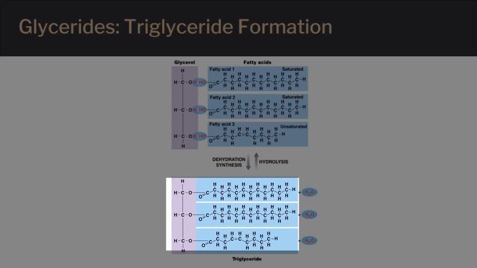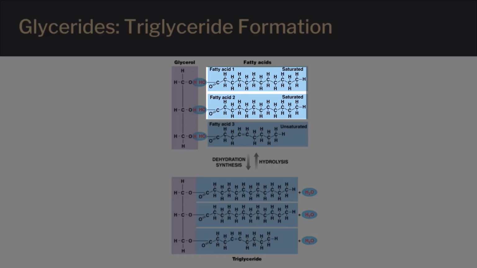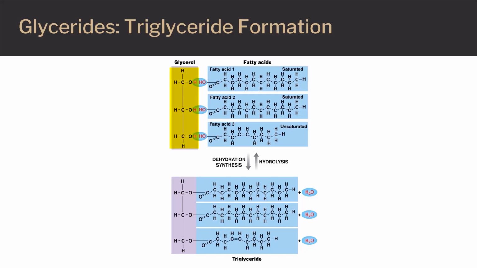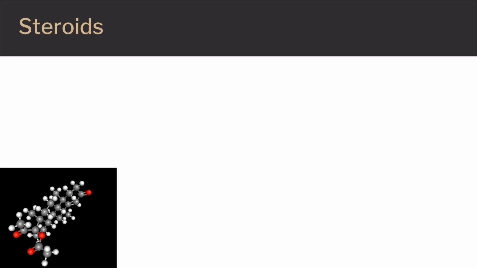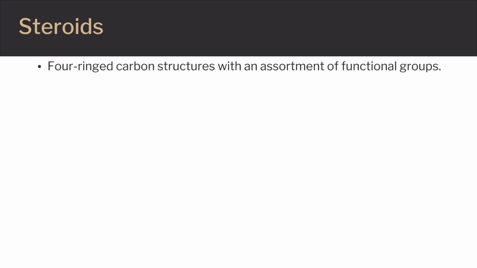The formation of a triglyceride involves the attachment of fatty acids to a glycerol molecule through dehydration synthesis. In this example, a triglyceride is formed by the attachment of 1 unsaturated and 2 saturated fatty acids to a glycerol molecule. Steroids are another type of lipid. They contain a 4-ringed carbon structure and have a variety of functional groups which affect how they function and the type of steroid they are.